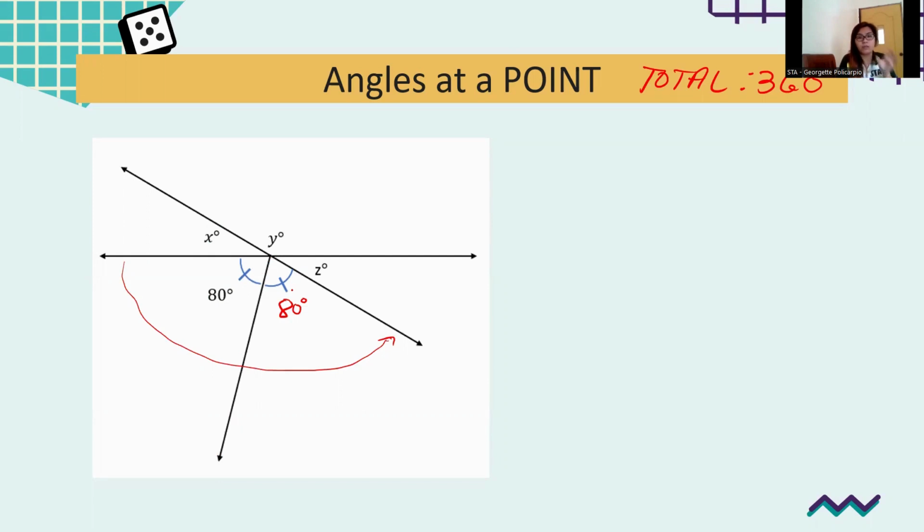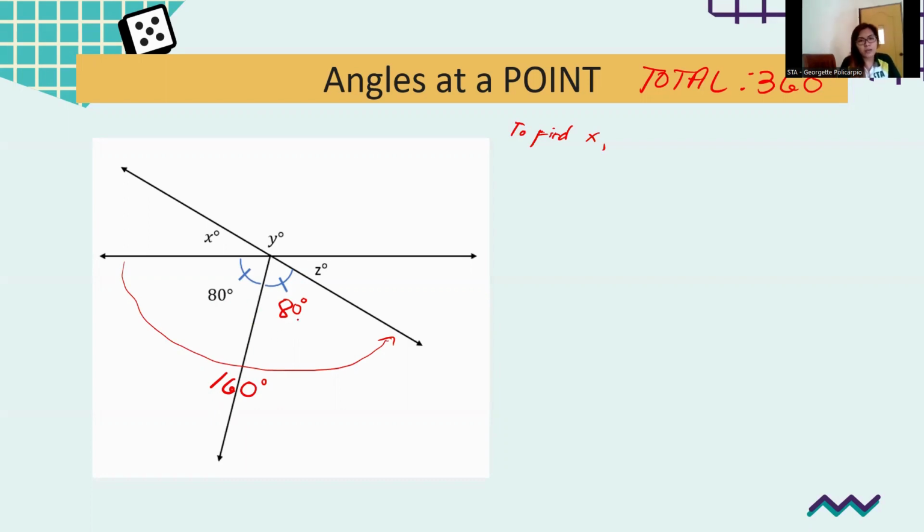Okay, so now we have two givens: 80 degrees, 80 degrees. Let us start solving for x, y, and z. Let us start with x. To find x, consider how this looks. From here, these two combined are 160 degrees, right? 80 plus 80 is 160.